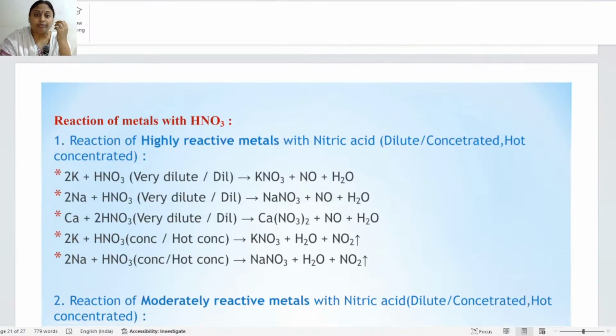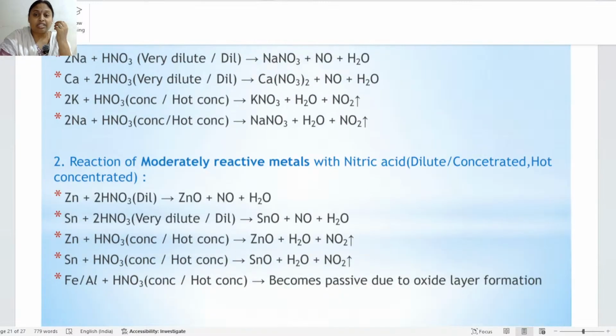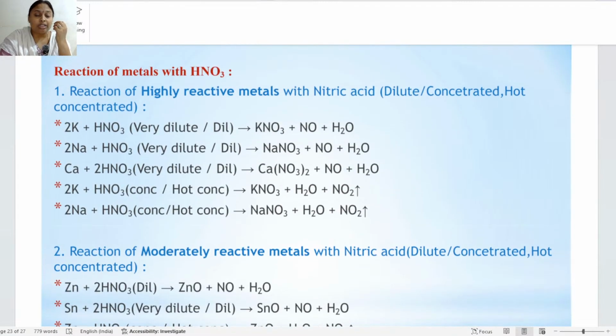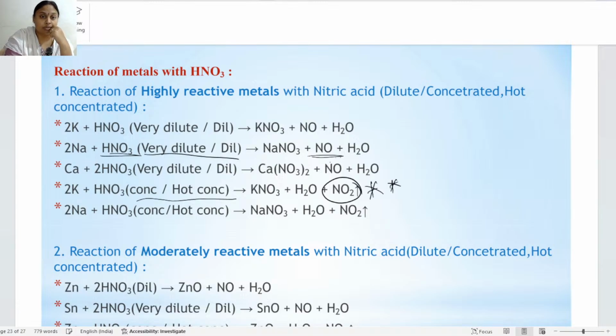And next, reaction with nitric acid. This is also repeatedly given as concept-based questions. From here also we can expect more questions. When it comes to very dilute and dilute conditions of nitric acid, we get nitrous oxide. Very dilute and dilute condition, nitrous oxide. When it comes to concentrated, we see nitrogen dioxide. These variations you are supposed to mark.